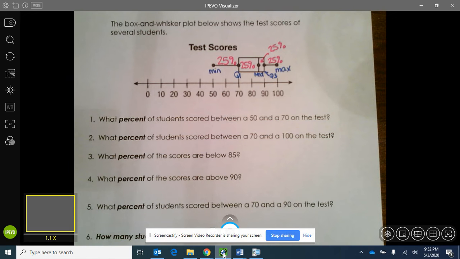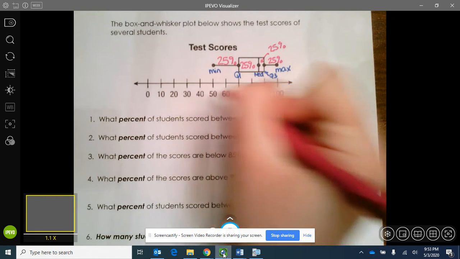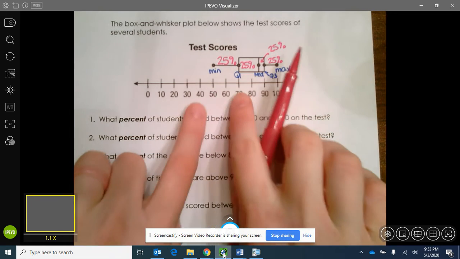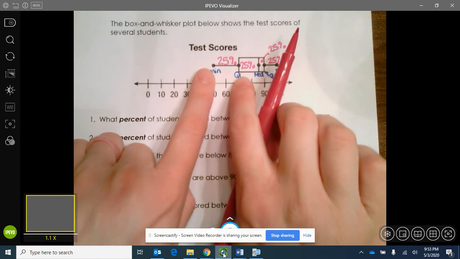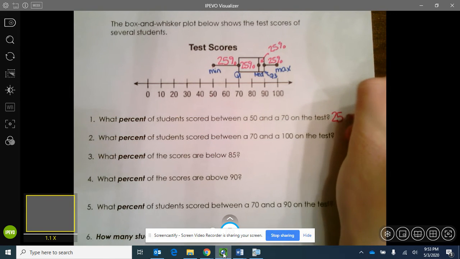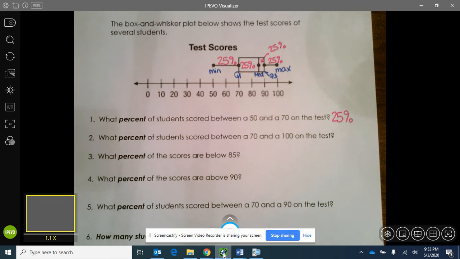What percent of students scored between a 50 and a 70? So we're looking from here to here on our box and whisker plot. So notice from 50 to 70, that's 25% of the data.